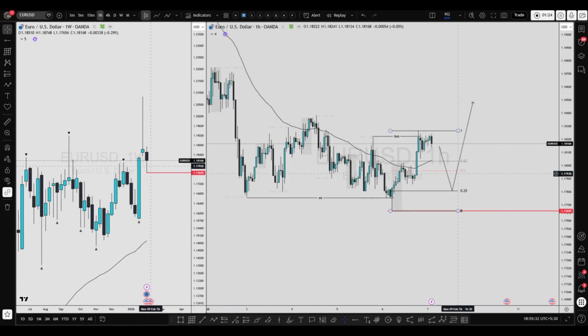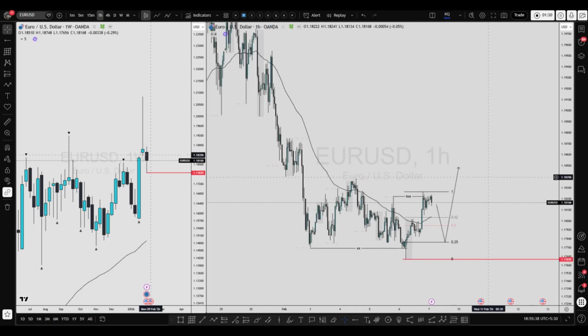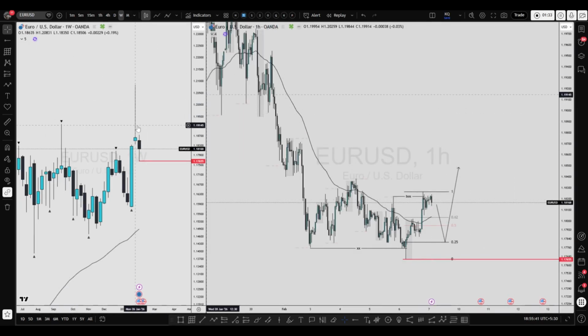So I'm just gonna wait for it. I just want to see some bullish structural changes in Euro USD so that we can start looking for longs and target towards this high in higher time frame.